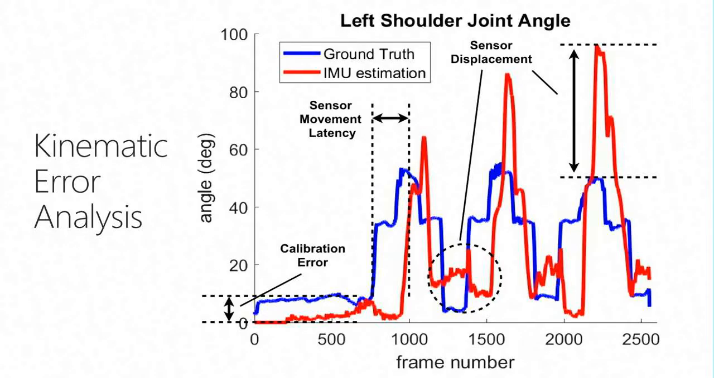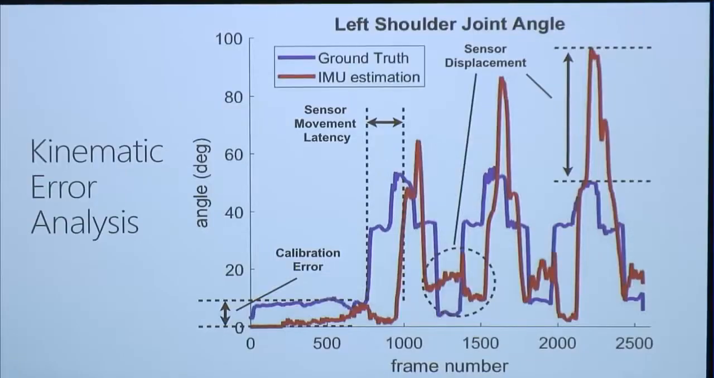So we also want to look into the performance in the time domain. This is an example profile of the left shoulder for a particular subject. The blue line is the ground truth we captured from our Kinects, and the red line is our estimation from the kinematics algorithm. There are lots of errors, as you can see in this graph, but each of the errors could be explained, could be elaborated.